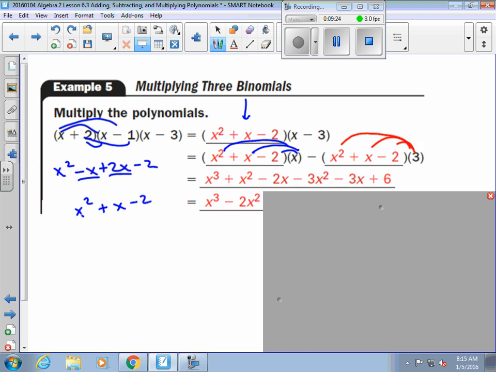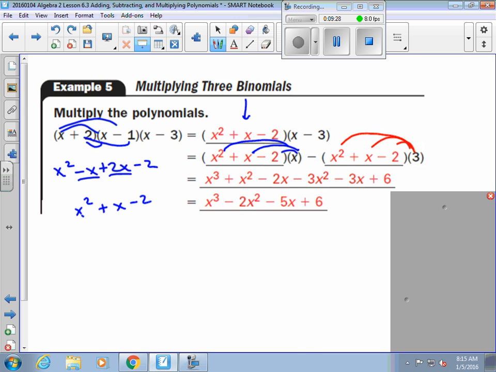Negative 2x and negative 3x, you put negative 2 and negative 3 together to get negative 5x, and then there's only one constant term, positive 6. Again, these problems expand to get very long, and then they condense to get a lot shorter. Easy arithmetic for the most part.